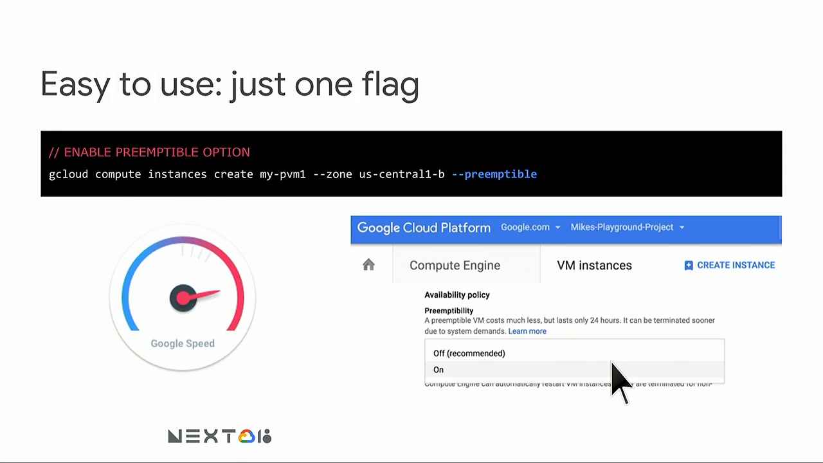Okay, using them is relatively straightforward and easy. There's just one flag that you have to set. Like I said, they are like regular GCE VMs. You configure them like a regular GCE VM. All you do is add a --preemptible flag to your command line, or in the UI you just select preemptibility on, or in the API you select preemptible to be true.